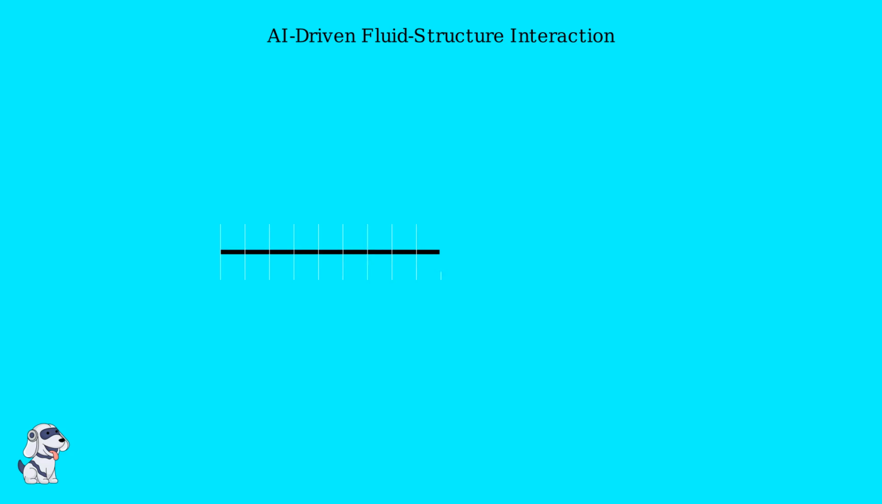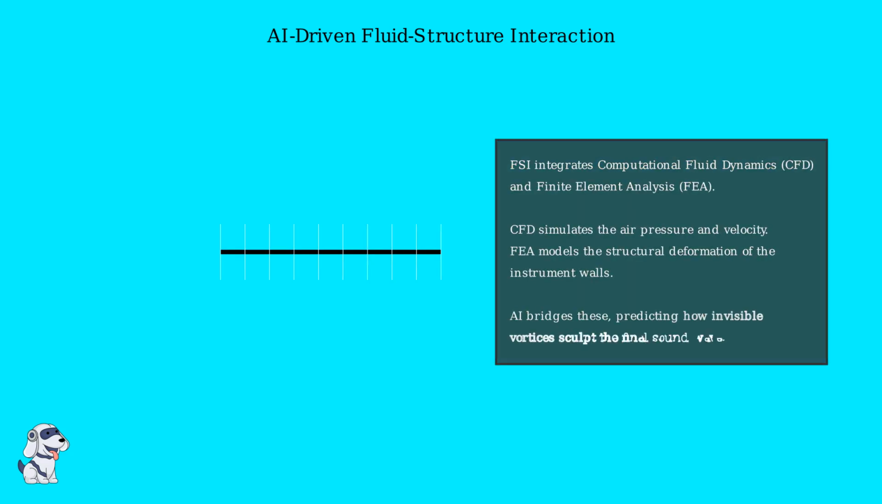AI-driven fluid structure interaction has revolutionized acoustic science. By combining computational fluid dynamics, or CFD, with finite element analysis, or FEA, researchers can finally map the complex relationship between air and matter. CFD models the fluid air, while FEA tracks how the instrument's structure flexes under pressure. AI bridges these simulations, allowing us to visualize the hidden, tiny vortices that actually define the texture and color of a musical note. This unprecedented clarity enables engineers to predict sound characteristics before a single piece of wood is shaped, marking a new era of digital acoustic precision.